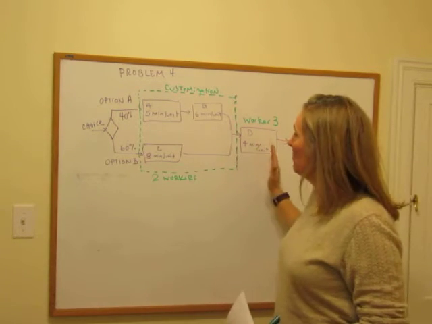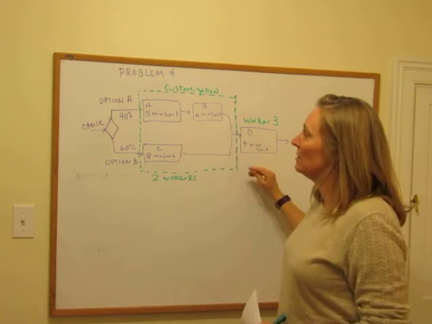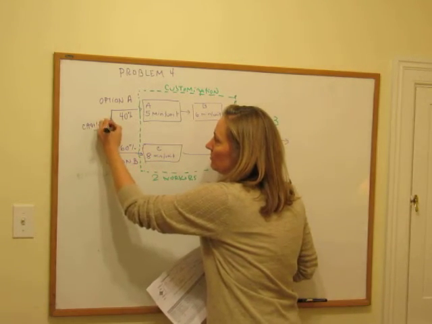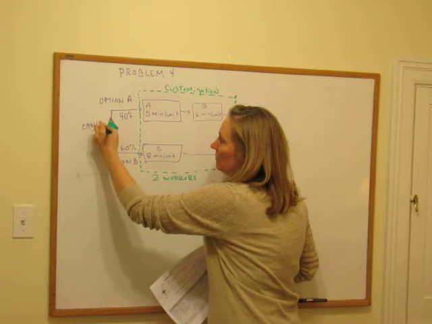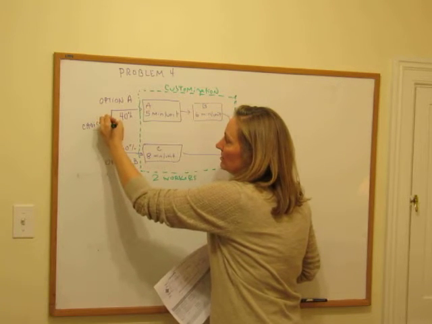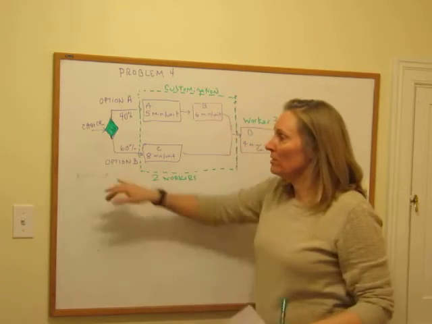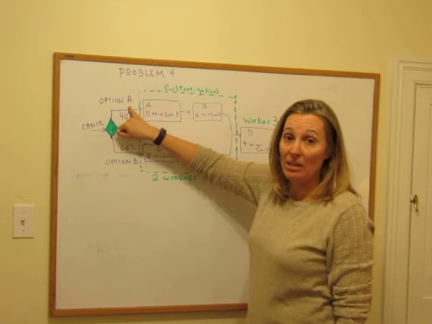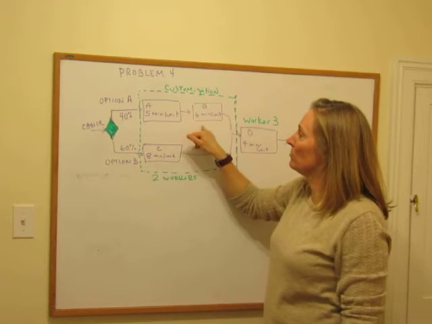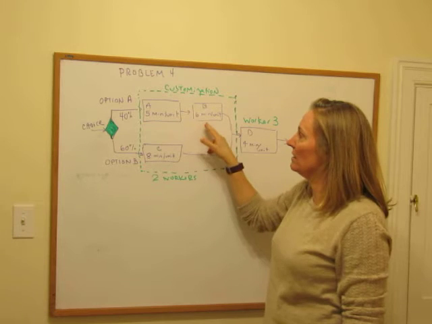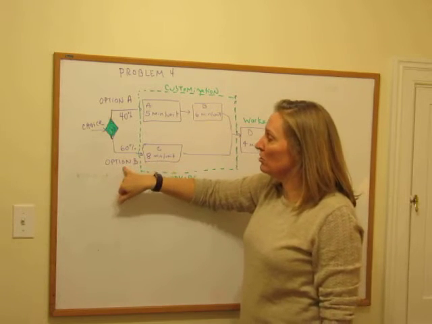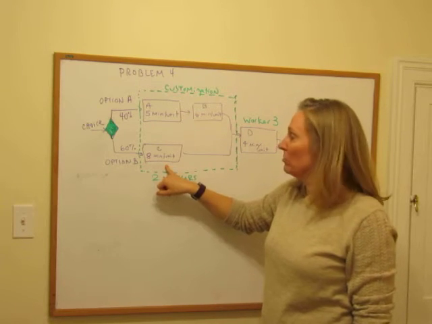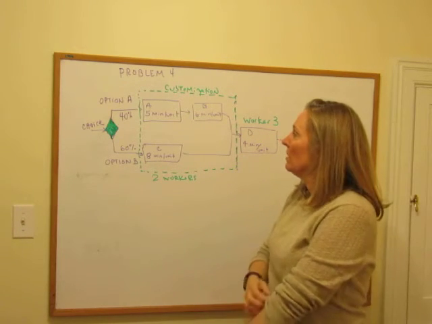As you can see, problem number 4 is an advanced problem where there's a decision point at the beginning of the process. This diamond shape means that there's a decision, and the decision is whether the customer customizes the product via option A, which goes through the upper part, task A and task B, or option B, in which case task C gets performed, and that would take 8 minutes per unit.